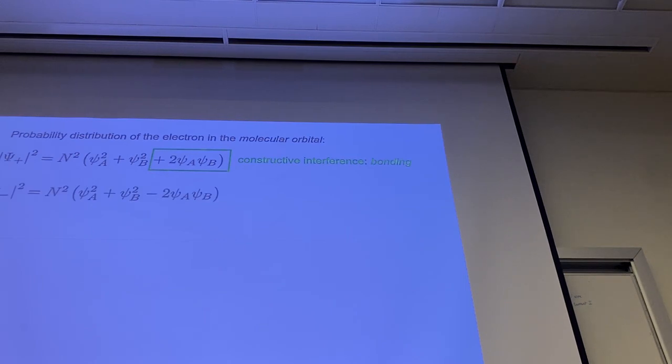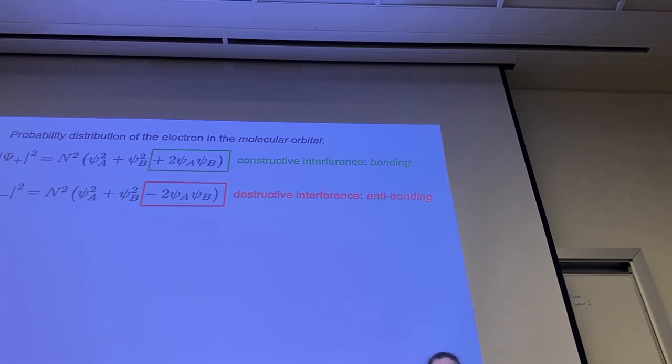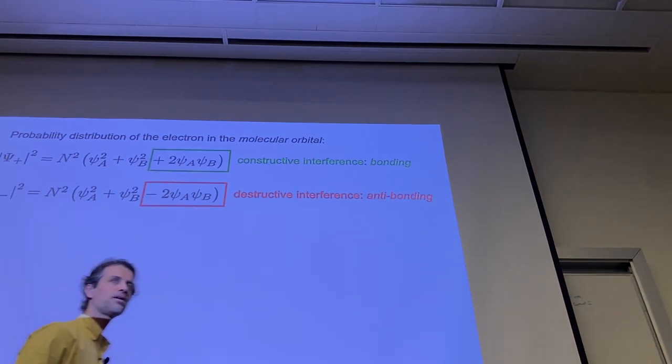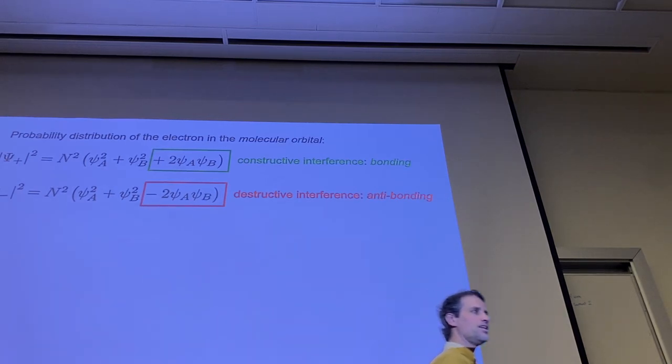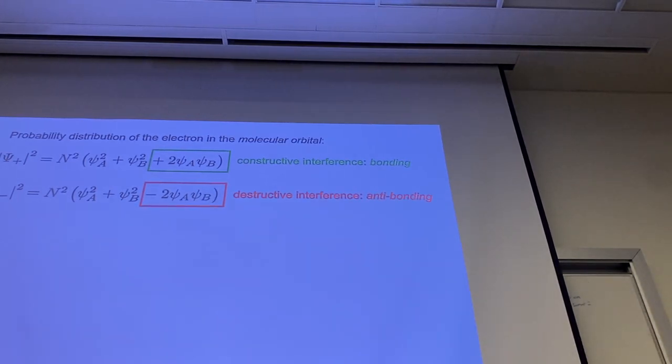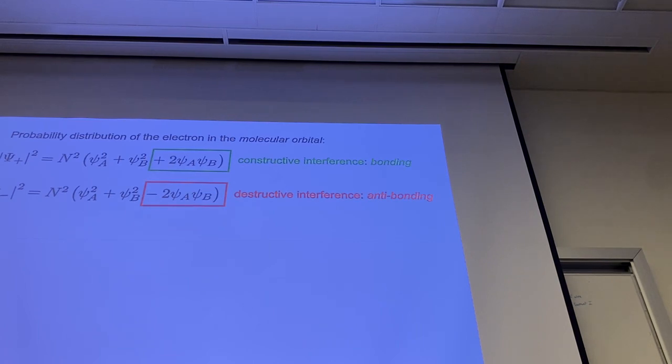Okay? The other one is this one. It's the same. And now, of course, there's a negative sign, and that means instead of getting an extra probability of finding the electrons in between the atoms, I now find a depleted probability. It's less. There's less probability of finding the electron exactly in the middle if you put them closer. This is important, because, of course, that's an anti-bonding orbital.